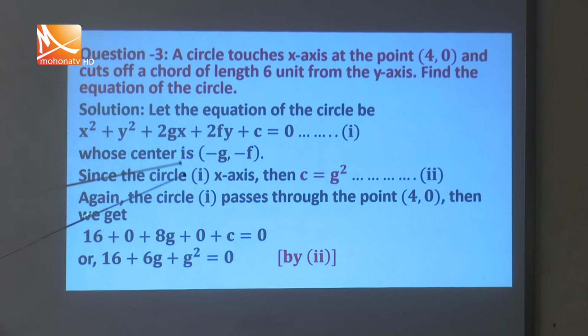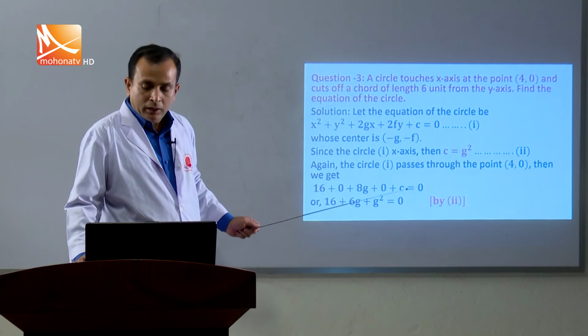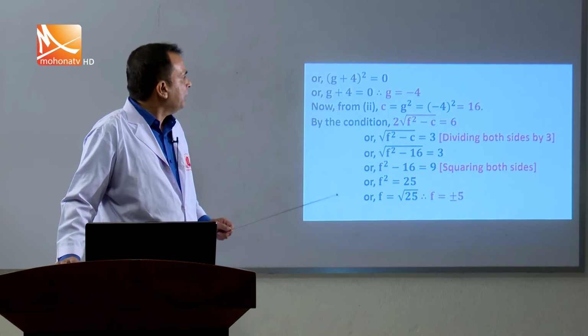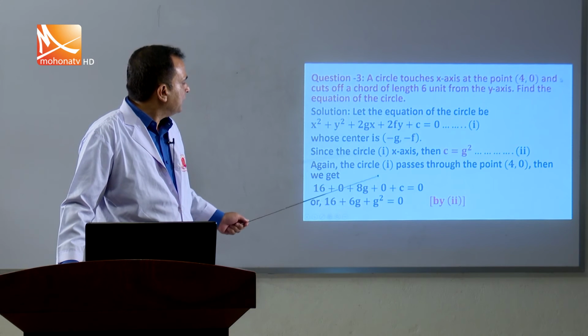Since the circle 1 touches the x-axis, then c equals g square. Again, the circle 1 passes through the point (4, 0), then you will get 4 square equals 16, then 0 square equals 0 plus 2 into 4 into g, that is 8g, plus 2 into f into 0 equals 0 plus c equals 0. Then 16 plus 8g plus c, with g square, equals 0. Again you just see that c is equal to g square.